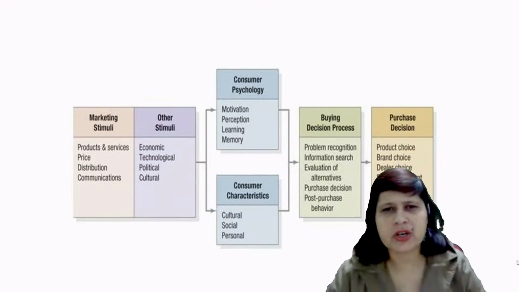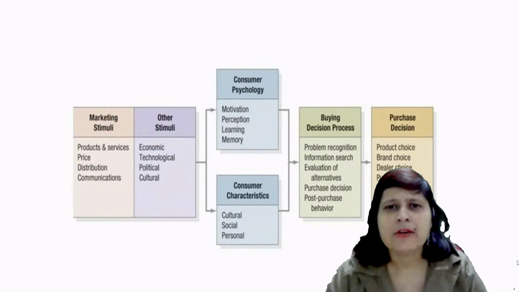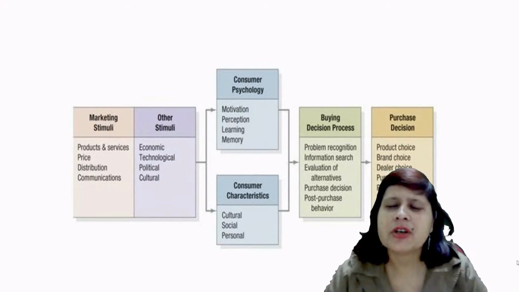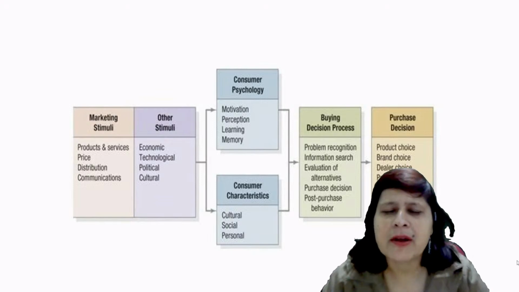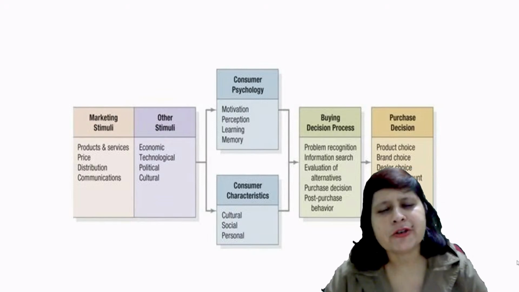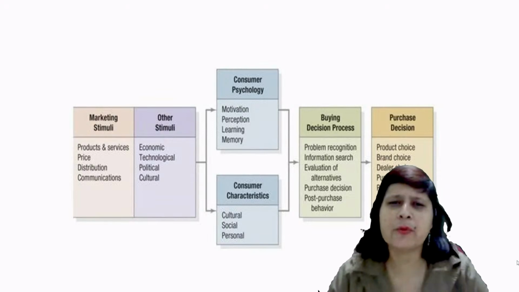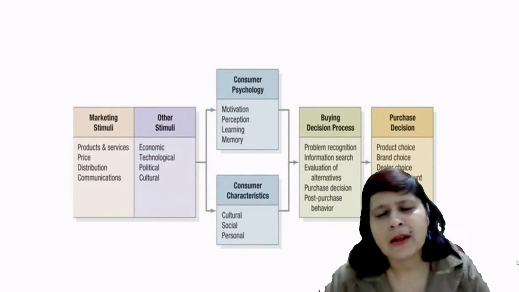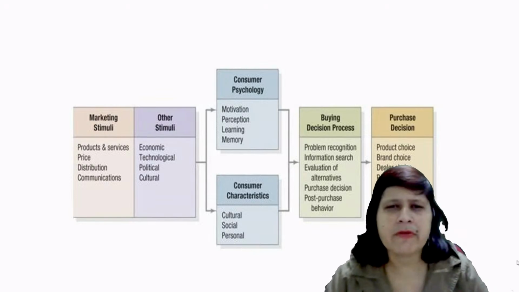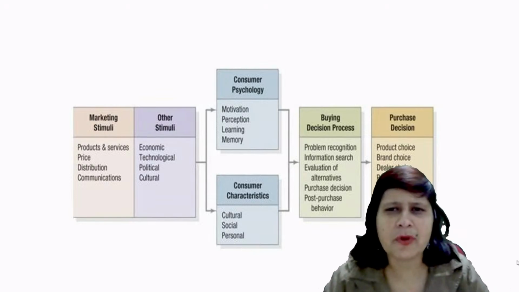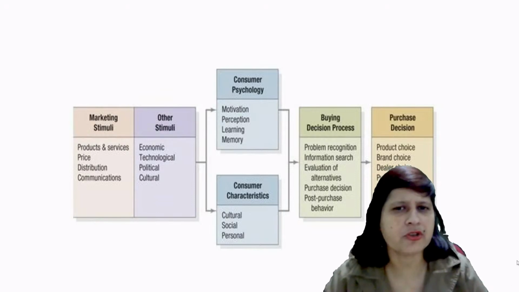Then distribution is very important. If your product is easily available, it plays an important role, right? If a consumer wants your product and it is not easily available, then there are chances that the consumer will lose interest in your product. So distribution plays an important role.